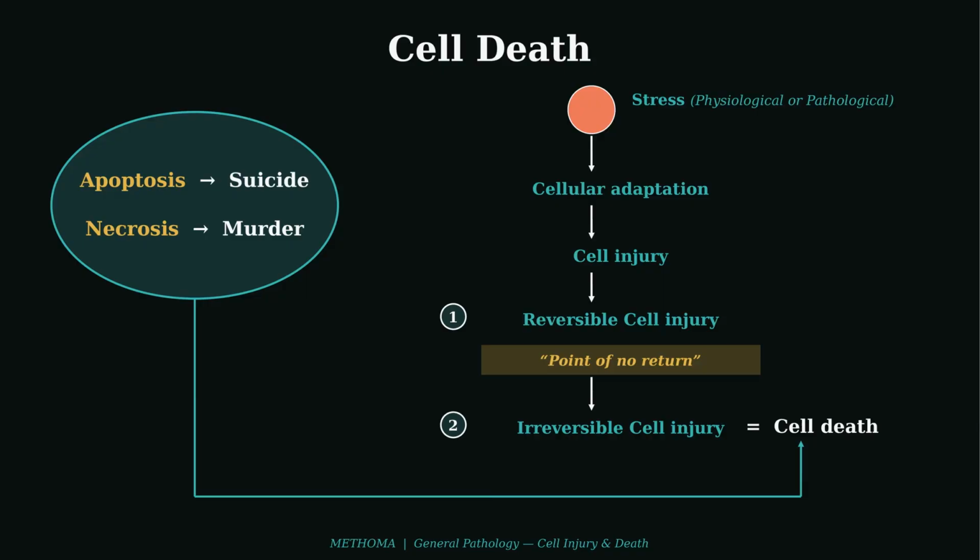Reversible meaning that if the stress is removed, the cell is going to go back to its original form. And irreversible meaning even if the stress is removed, the cell has already died and cannot go back to its original form. So that is what we call an irreversible cell injury, and an irreversible cell injury is also called cell death. There are two main types of cell death: apoptosis, which is the programmed cell death, and necrosis, which is an inflammatory form of cell death. In today's video, we are going to focus on necrosis.